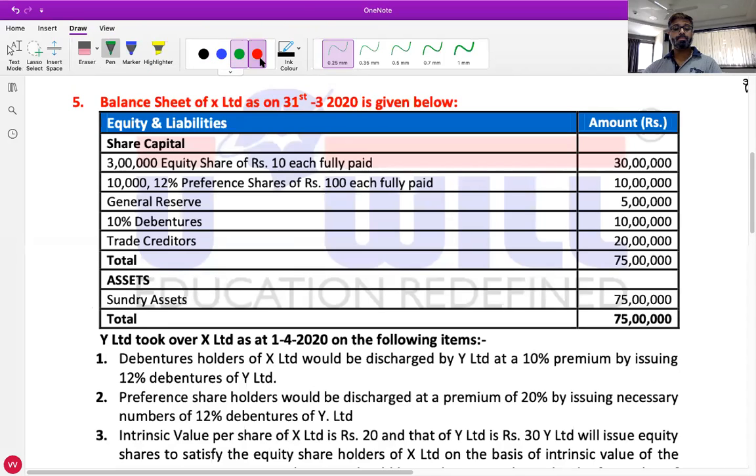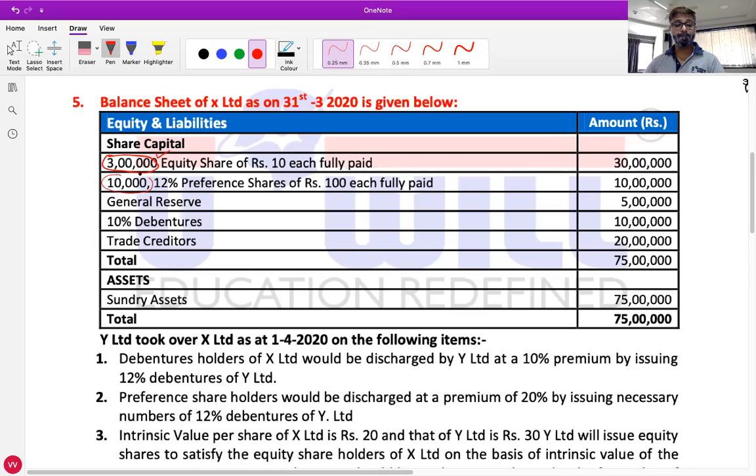Balance sheet of X Limited as on 31st March 2020 is given below. Equity and liabilities: share capital, 3 lakh equity shares of rupees 10 each, fully paid, 30 lakh. The 3 lakh shares are already given, otherwise we always have a habit of finding the number of shares. Do you all remember? We always used to do 30 lakhs divided by 10, 3 lakhs, if not given, because we always require the number of shares in our solution. But here it is directly given.